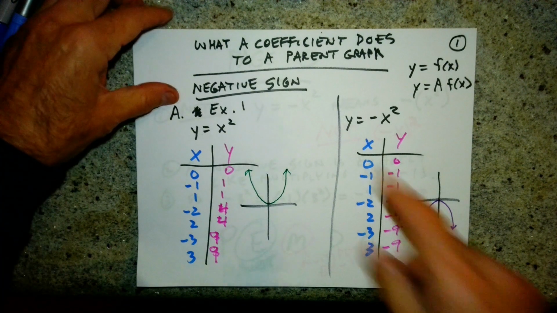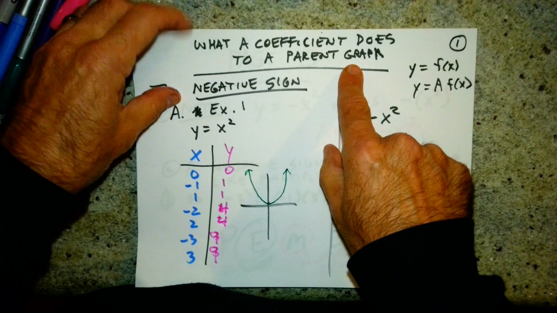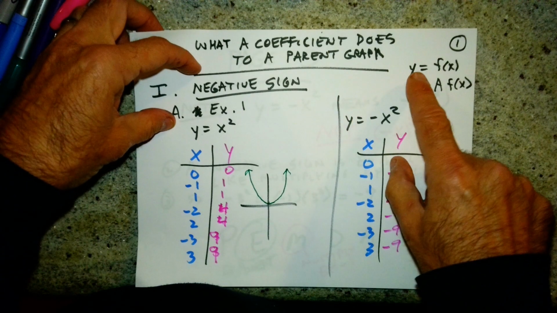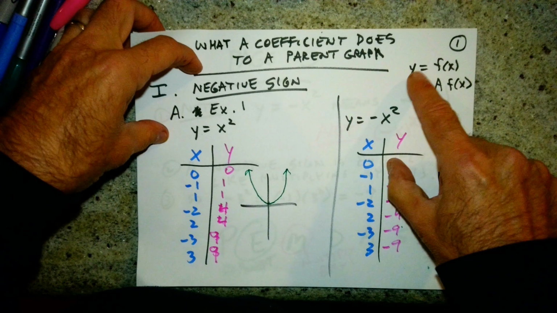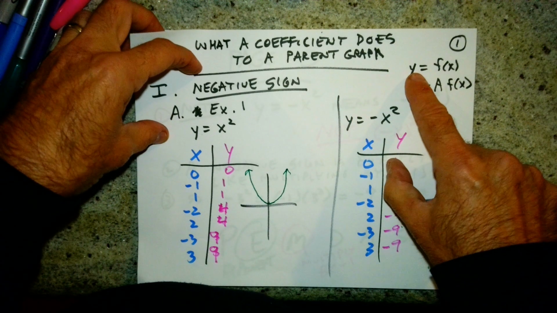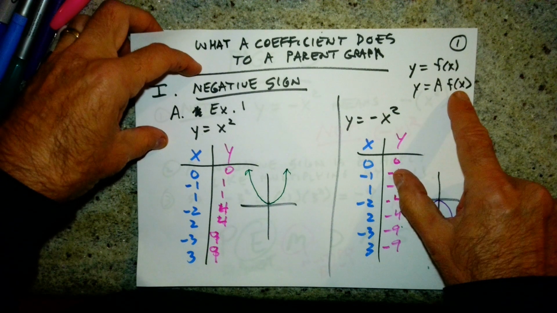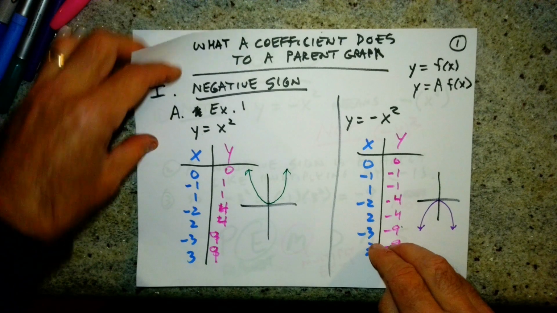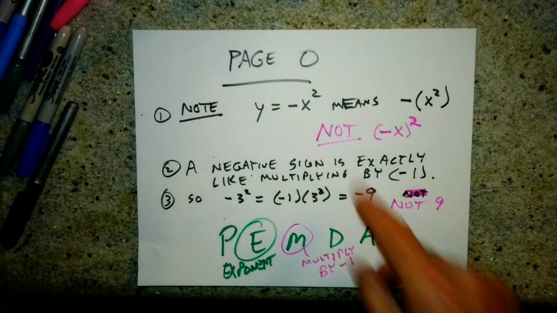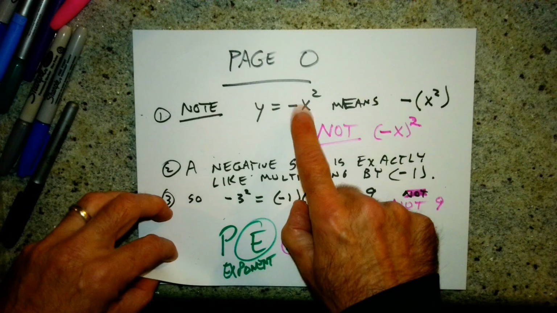This video is on what a coefficient does to a parent graph that you know. In other words, in symbols, if you know the graph of y equals f of x and you put a number times f of x, what does that do to the graph? But before we get to that, we have to do page 0 here, and it's what this means.